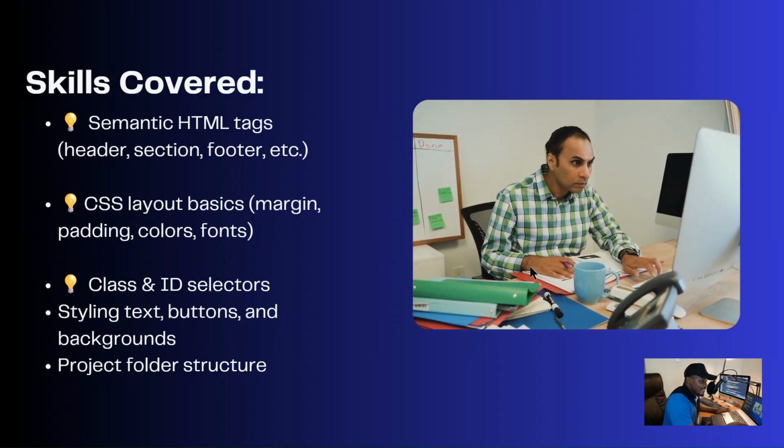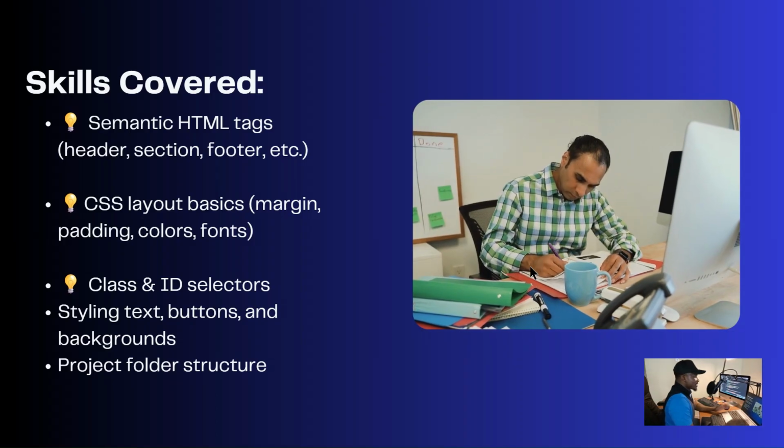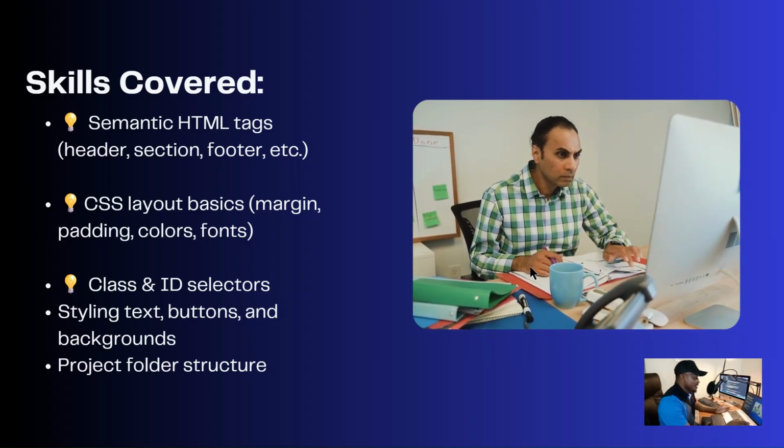Skills you'll cover in this video: semantic HTML tags, header, section, footer, and much more. CSS layout basics, margin, padding, colors, and fonts. Yesterday we talked about selectors. Today we are going to see how to select using classes and ID selectors, styling text, buttons, background colors, all of that. Finally, we'll also learn how to create a project folder and structure the content, the files or subfolders within a project.